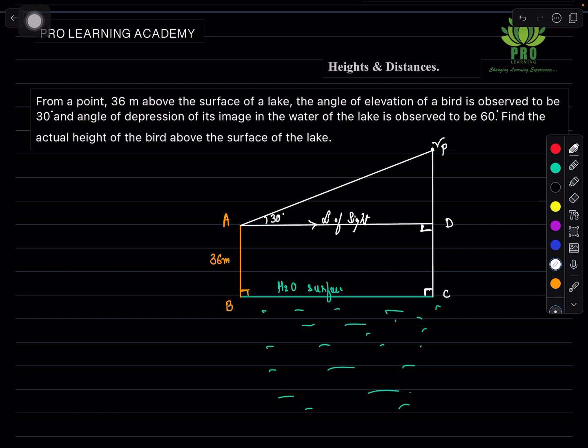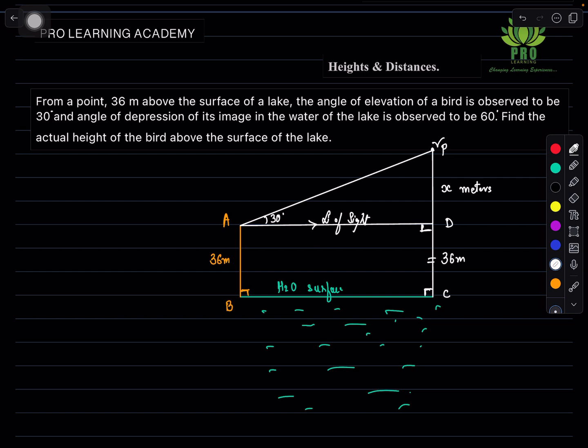We know that CD is going to be 36 meters for us. So this is 36 meters. PD is some distance above CD. Thus, we want to consider this PD as x meters above the point D. Now, the question further says that the angle of depression of its image in the water of the lake is observed to be 60 degrees.